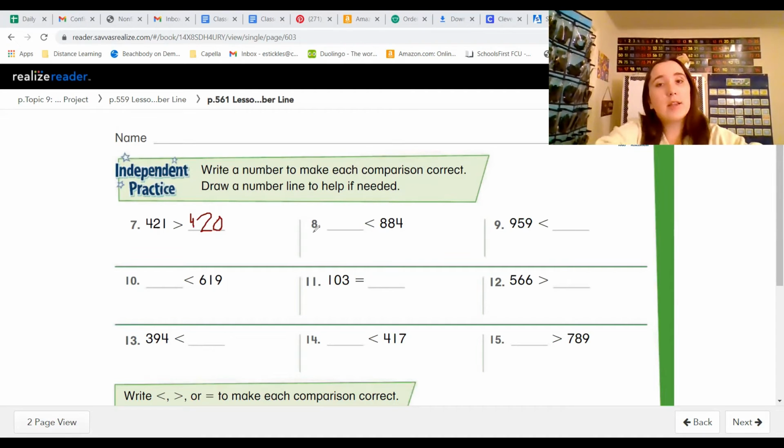How about you do number 8? It says some number is less than 884. See if you can come up with a number. Draw a number line if you need to. Come back to me when you think you have one.